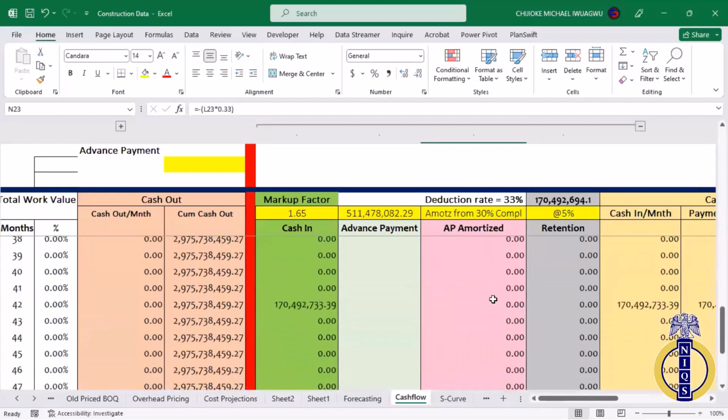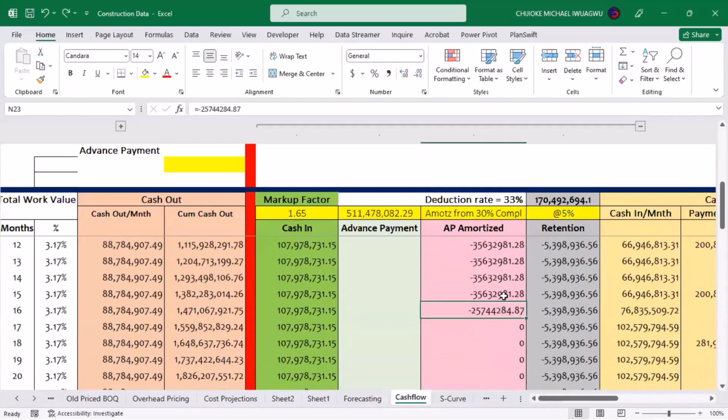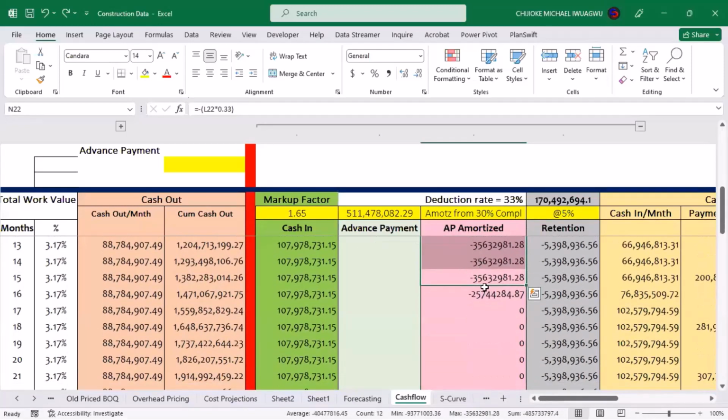Therefore, what I need to do is go back one step again and calculate the summation of these ones that I have here. I will minus the total amount that I have, which is about 485,733,797, from my 511,478,082. And it will give me a balance of 25.7 million. I'll just come here and key that 25.7 million directly and minus it. That is the value that will be deducted from this and not at 3% in this very month.